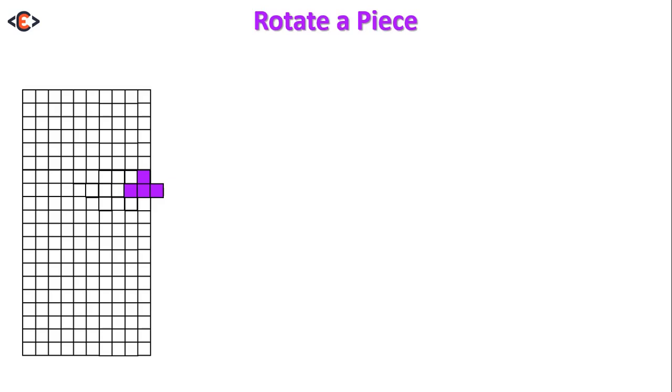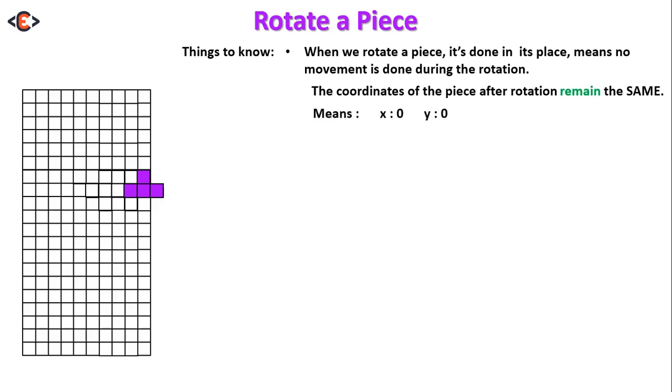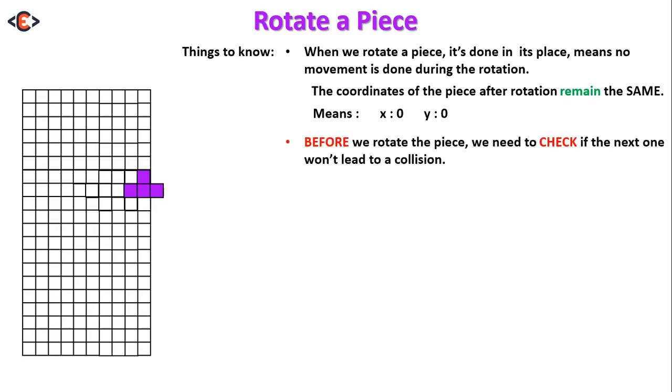But we have to know some things. When we rotate a piece, it's done in its place, means no movement is done during the rotation, means the coordinates of the piece after the rotation remain the same. If they remain the same, means x will equal 0 and y will equal 0. These are the first arguments for our collision function, if you remember. And then, before we rotate the piece, we need to check if the next pattern won't lead to a collision, not the active Tetromino. So, which means the collision function must get the next pattern.